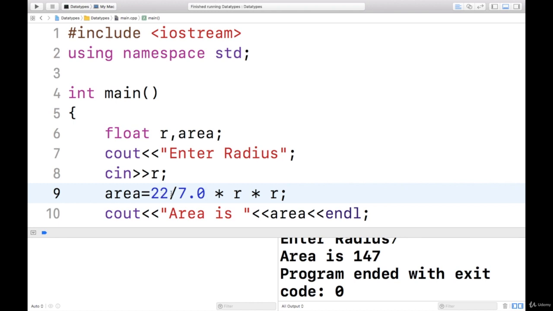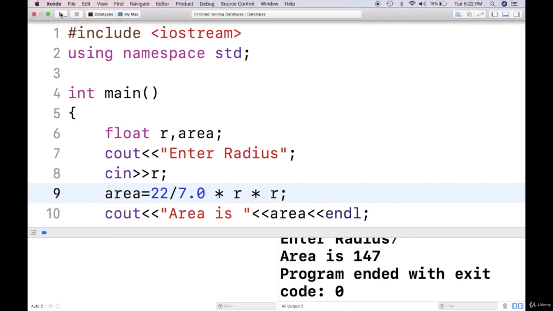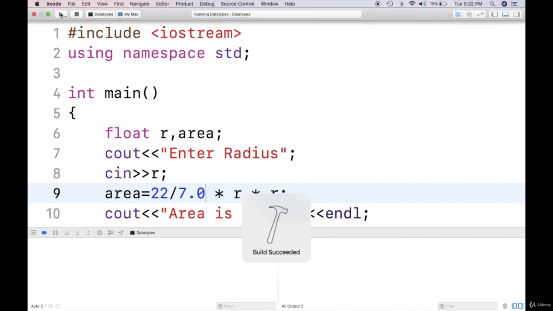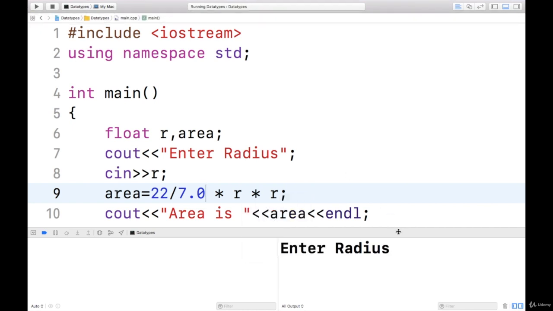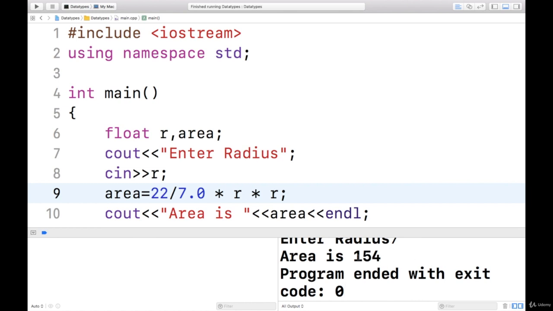I want a float value, so one method is I can make this number float. So this 22 divided by 7 is a float value, so it will give a float result, multiplied by radius will give me a float result. Let us check what happens. Radius is 7. Yes, now it is giving the exact result, that is 154.